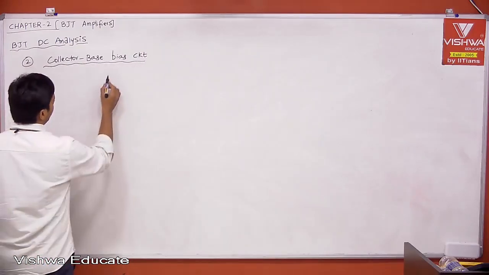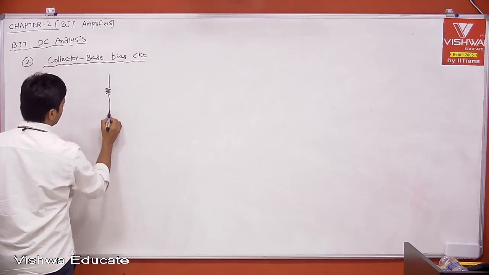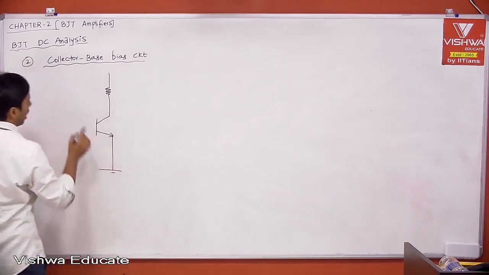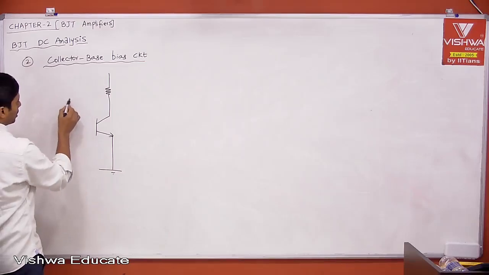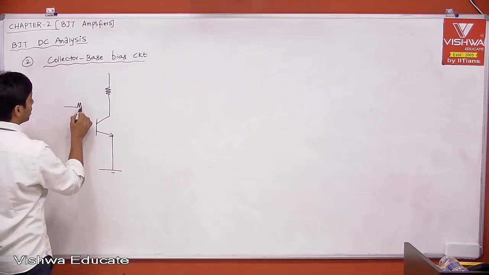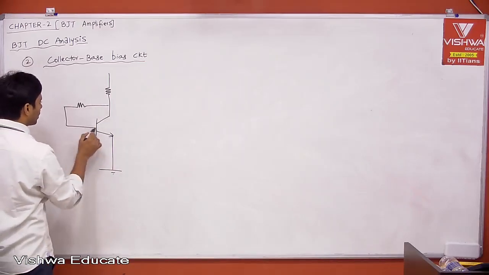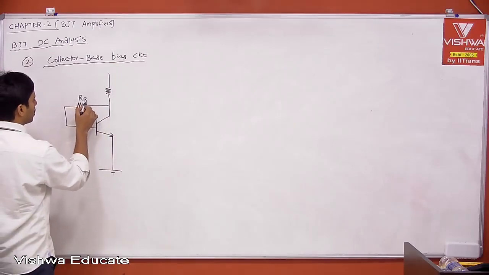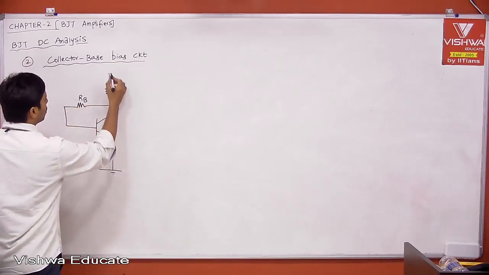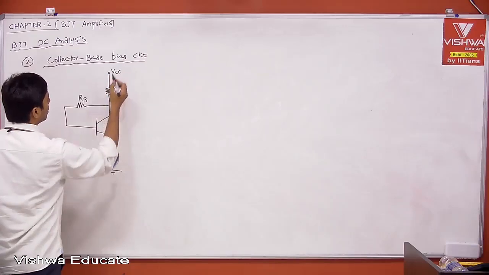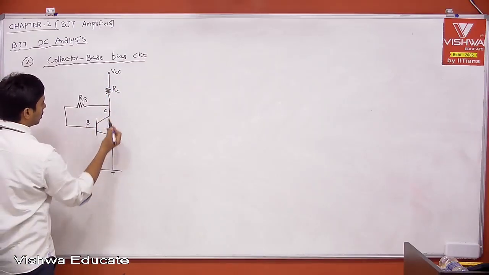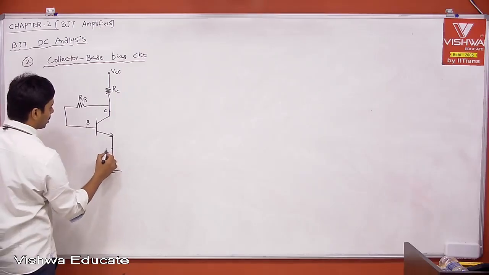If you take earlier, what is fixed bias circuit? Practical fixed bias circuit we have like this. Now collector to base, this is your feedback, and this is RB. But how it is acting as a feedback and then controlling the operating point, I will explain. This is our base, this is collector, and this is emitter.